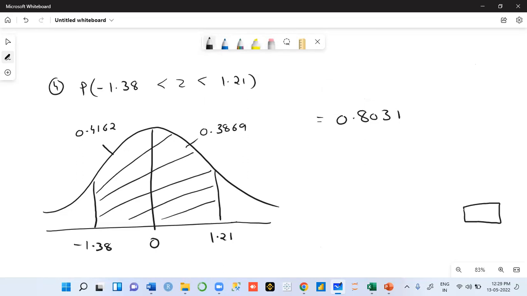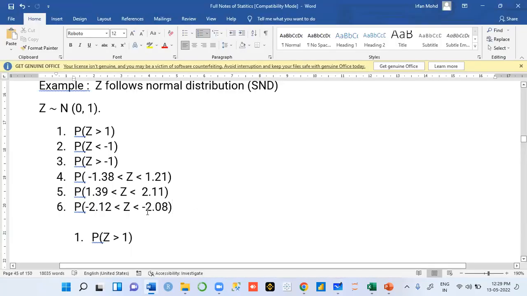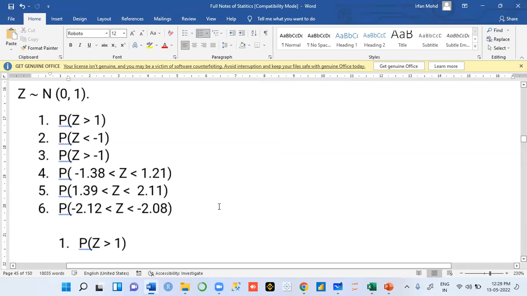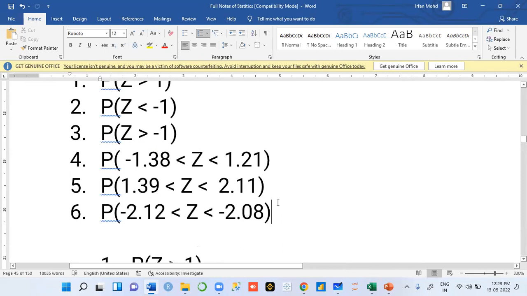Shubham, are you able to do? Anisha, able to perform? Yes, sir. Can you solve 5 and 6, guys? Yes, sir. Just give me the final answer. P is probability.